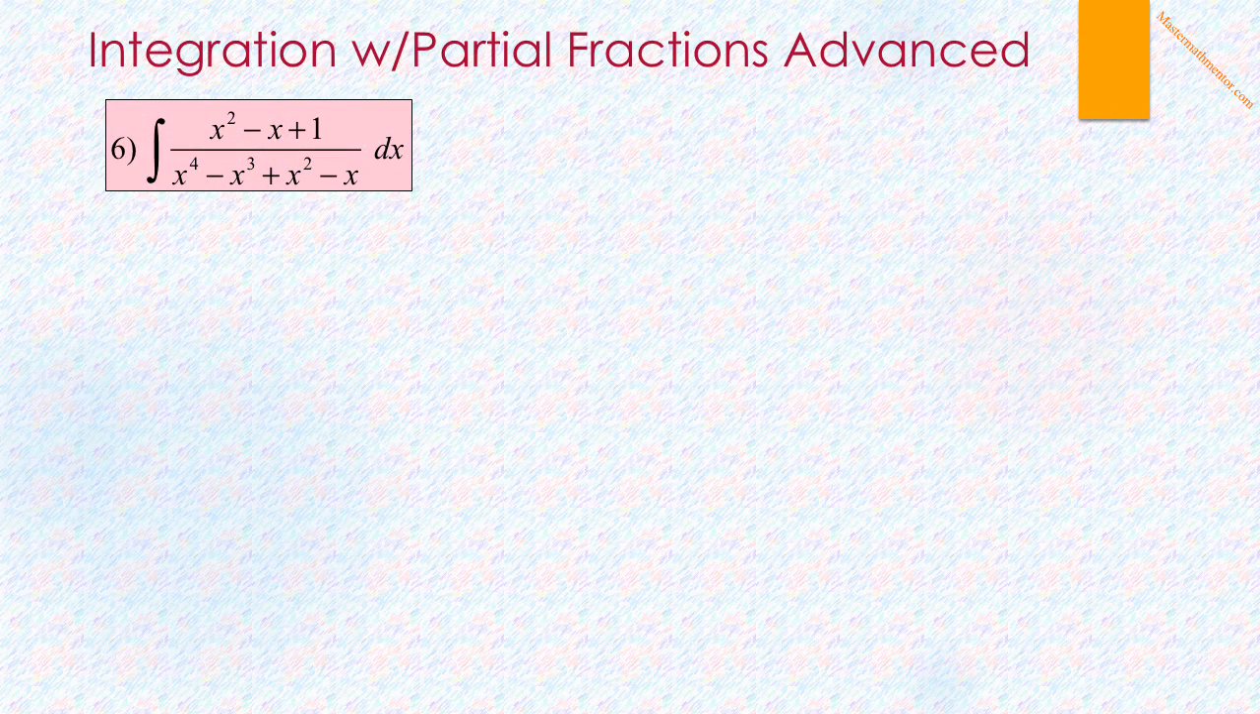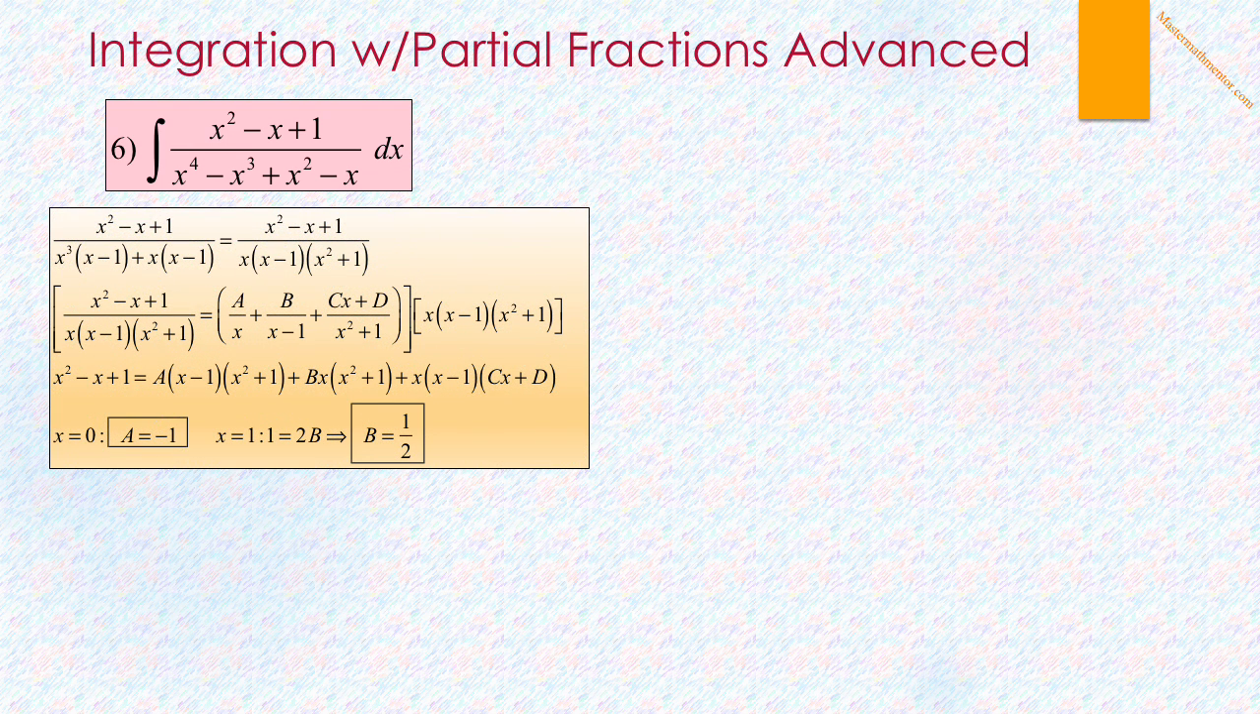These problems can get tough. You need to work very clearly and slowly. For instance, on number 6, the integral of x squared minus x plus 1 over x to the 4th minus x to the 3rd plus x squared minus x dx, it is very clear that substitution is not going to work. And if we cannot factor the bottom into linear factors, which we cannot, then the only way to do this is by the technique we've just shown.